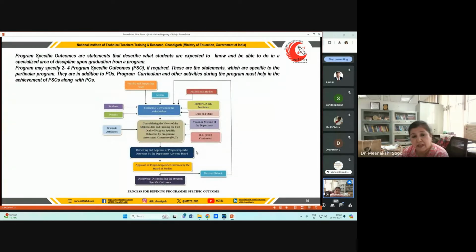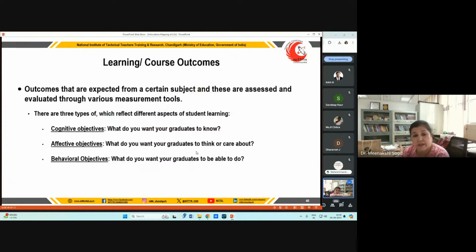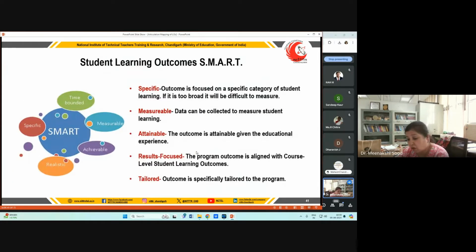Okay. So again, the framing of the PSOs also has to be a proper process, with the stakeholders' involvement and with the advisory board, board of studies. The procedure has to be formulated and performed to finalize the PSOs. And then lastly are the course outcomes. I won't talk about them much because a whole session has already been covered.